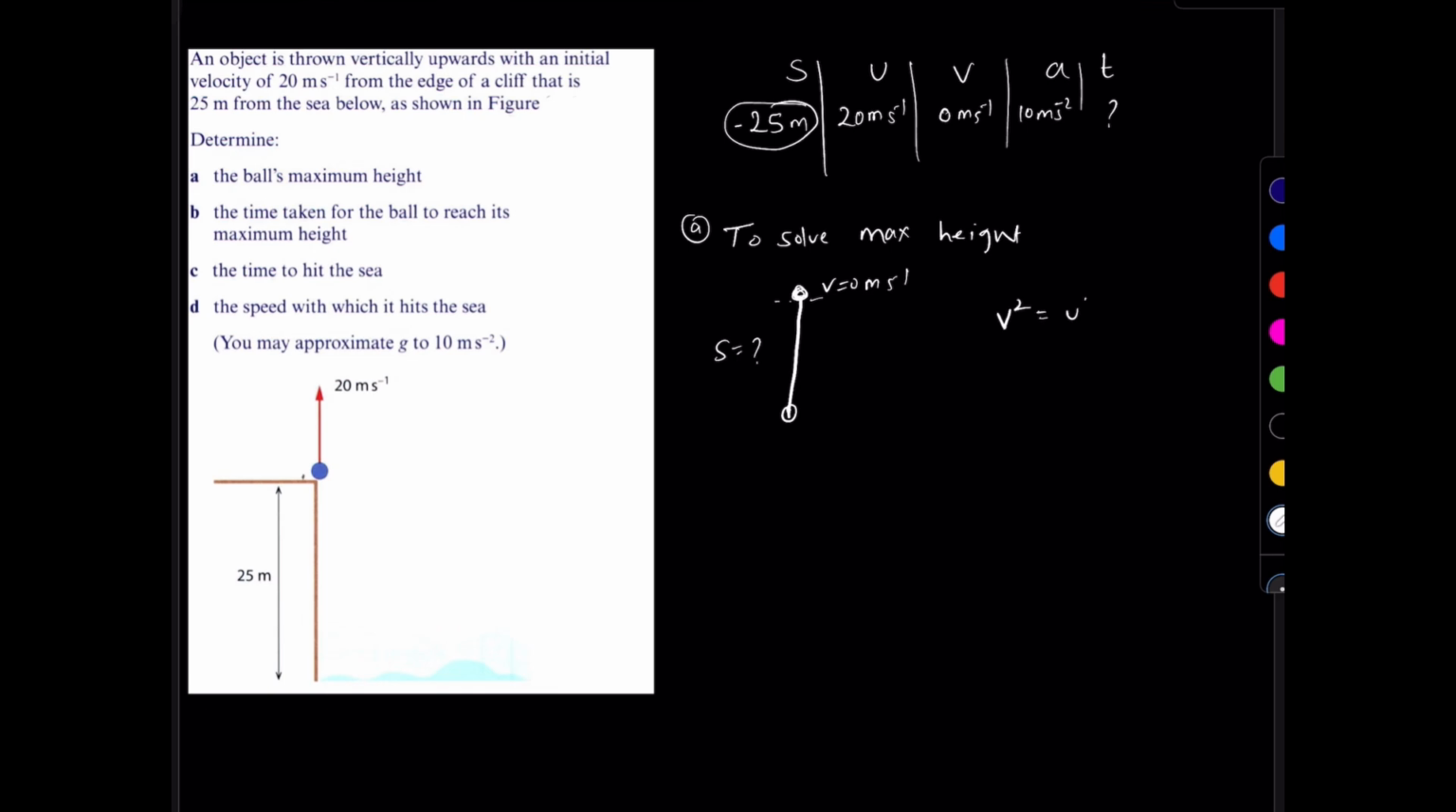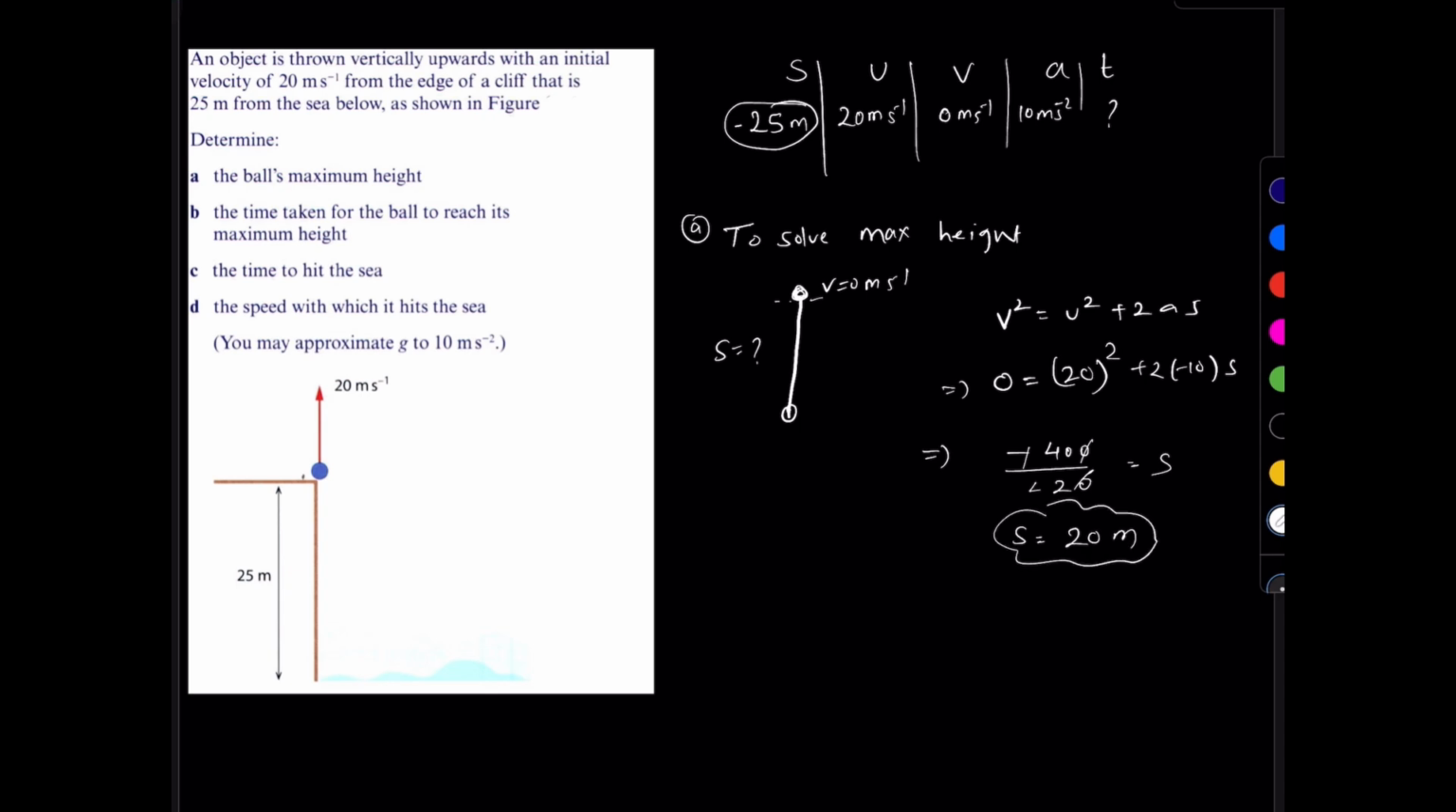V square is equal to U square plus 2AS, and then V will be 0, U is 20 meters per second initially, plus 2 into minus 10 into the S, which is what I'm looking for. So that becomes minus 400 upon minus 20, which is equal to S. So S will be 20 meters. That's the maximum displacement or maximum height from the cliff. So we got this height to be 20 meters.